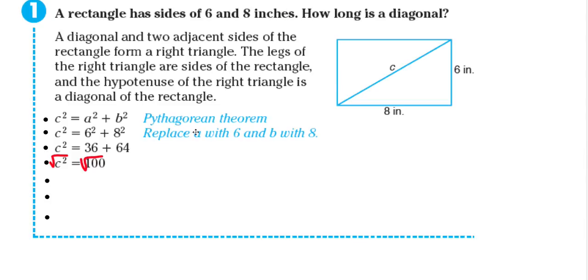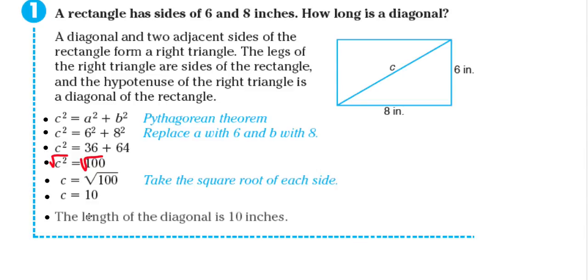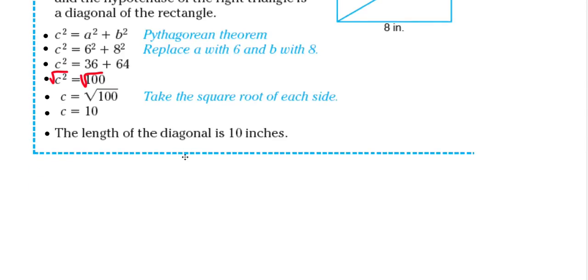C equals radical 100. Take the square root of each side. C equals 10. Now the reason why we don't take the negative square root value of c is because there can never be a negative length. So c equals 10. The length of our diagonal is 10 inches. So the length of c equals 10 inches using the Pythagorean theorem.